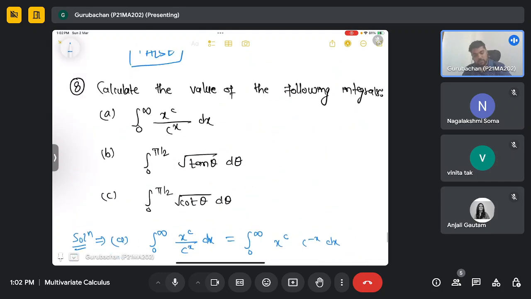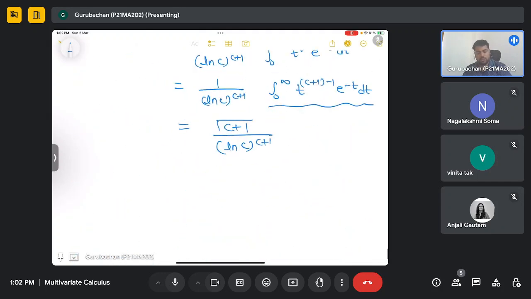Here our c was greater than 0. So therefore, we cannot solve it further, and this will be our final value of this particular integral. Okay.